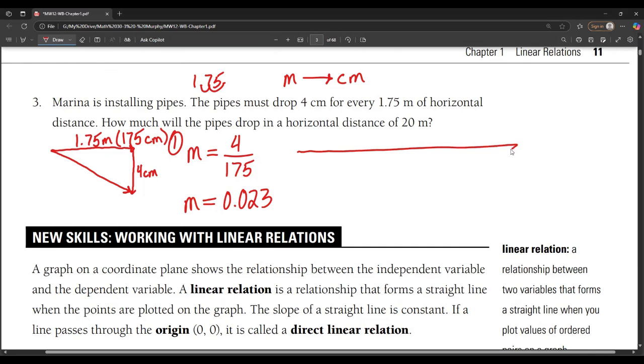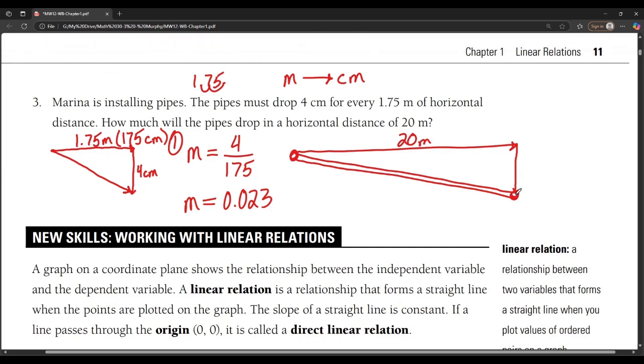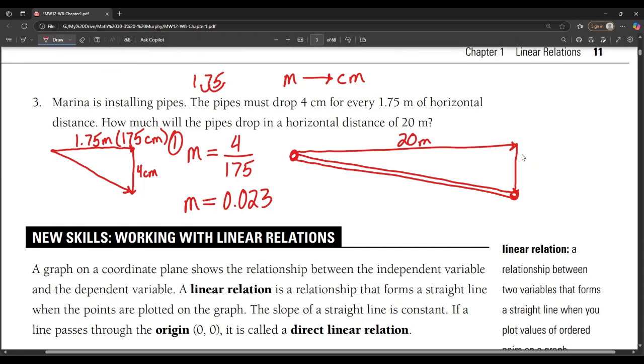because they're asking in the second part, what if we wanted to go over 20 meters? How far down do we have to attach the pipe? So if that's the pipe right there, and you installed it up here, up at the top, how far down do you have to put it? Okay. So that's kind of the question. So there's our slope there.